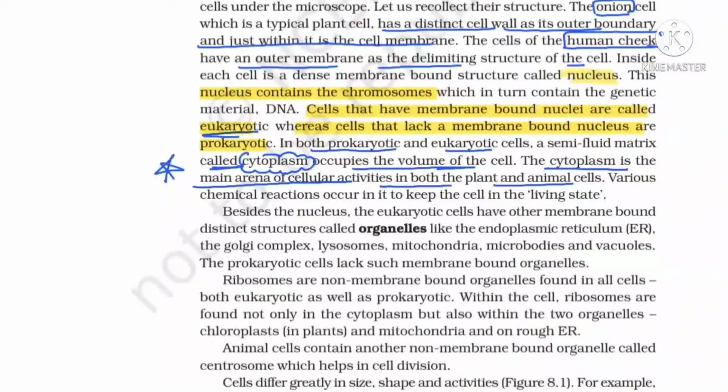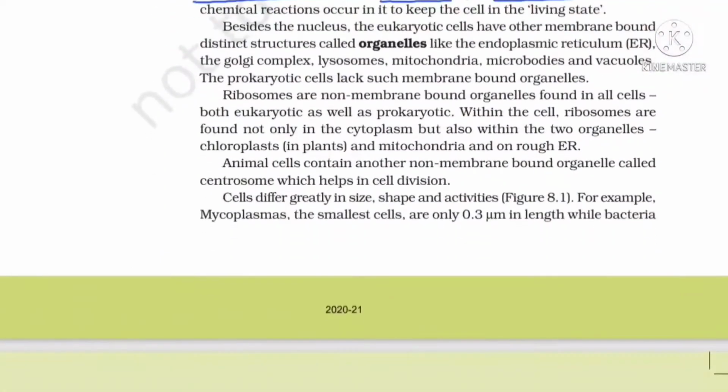The main arena for cellular metabolism is the cytoplasm, present in both prokaryotes and eukaryotes, whether it's a plant cell or an animal cell. Chemical reactions are occurring to keep the cell in the living state. The living state is a non-equilibrium state, where the cell is trying to prevent itself from falling into equilibrium. The moment equilibrium comes, we call it a dead person. So the living state is a state where they are trying to maintain non-equilibrium.